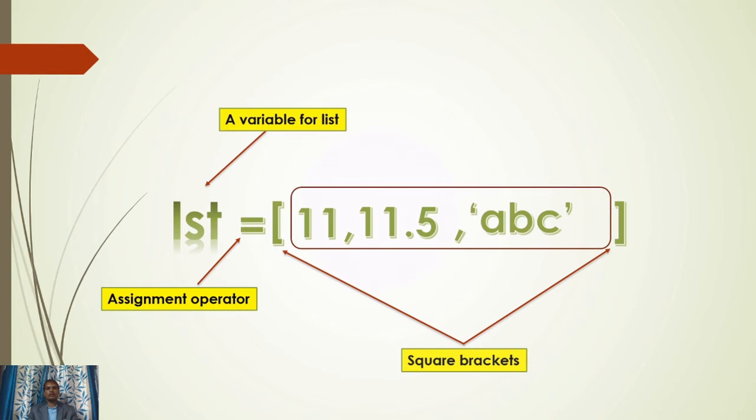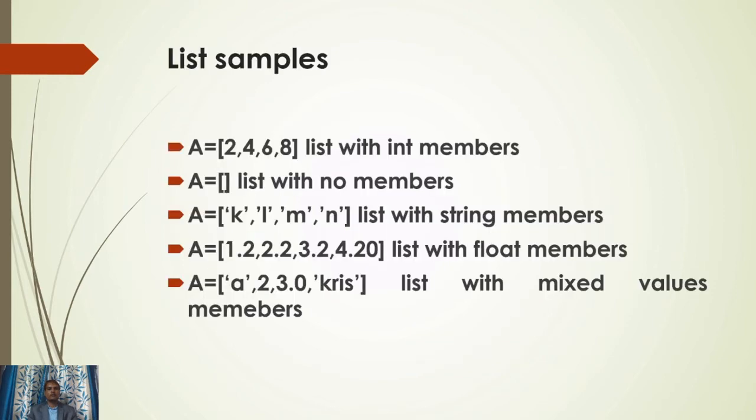Let us see some samples. In sample number 1, all the values are whole number values, so they are int members. Sample number 2, there are no elements. It is an empty list. Sample number 3, all the elements are separated by comma and have single inverted commas. They are all string members.